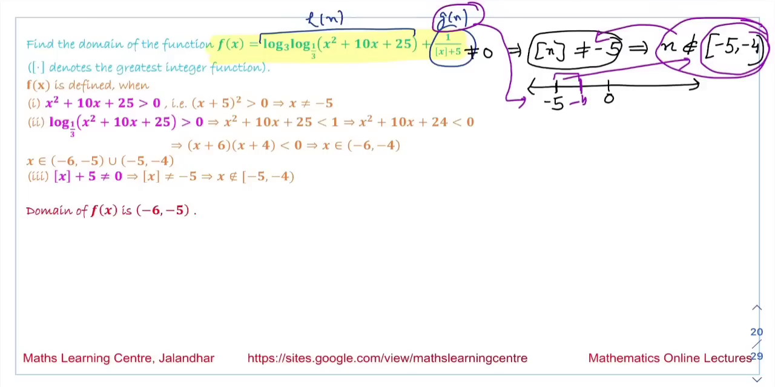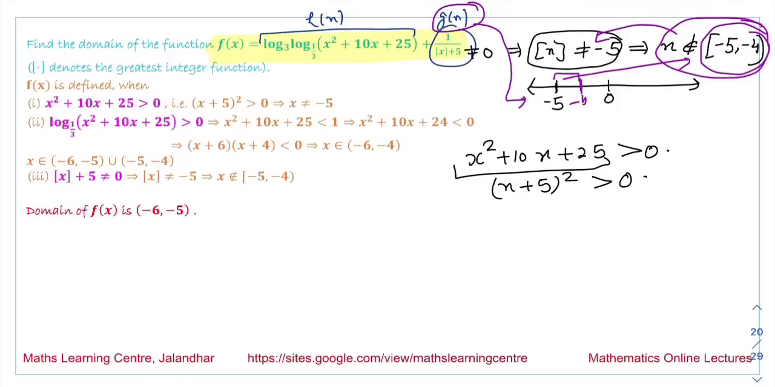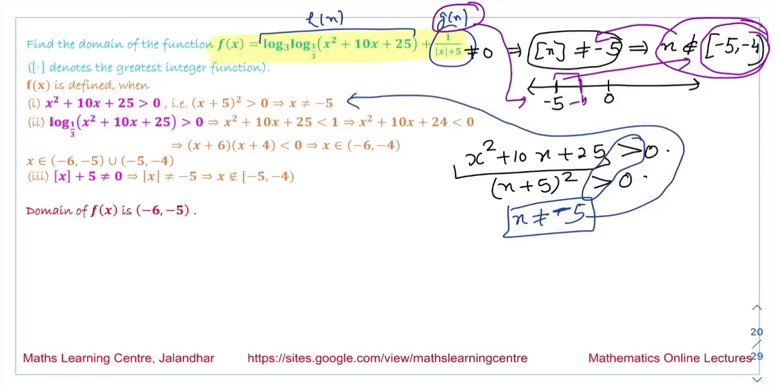Next one, we are talking about this h(x). We have the first condition that x square plus 10x plus 25 should be greater than 0. And from this what we get is that (x plus 5) whole square is greater than 0. It is important to note it is greater than 0 over here. And this will not hold only if x is equal to minus 5. So this is the first part we are getting, that x should not be equal to minus 5.